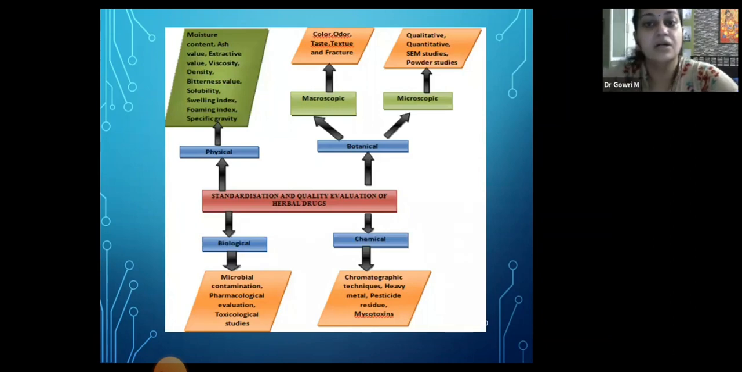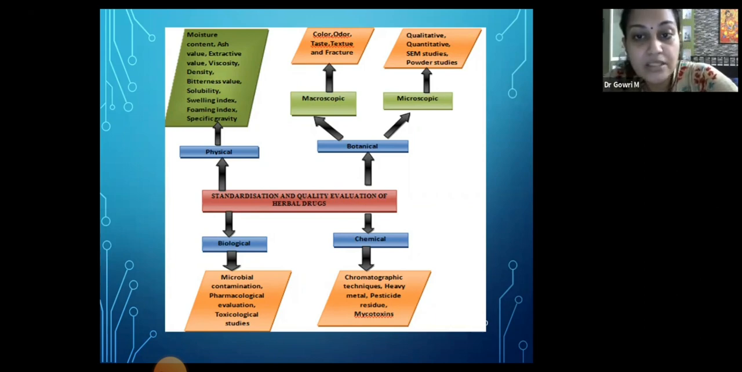Now coming to the different kinds of analysis of QC parameters. When we get a drug or a formulation, you have to do the standardization. You have to make the quality evaluation of that particular drug or formulation. So what are the parameters that we have to check? We have to check physical, botanical, biological, and chemical parameters. In physical parameters: moisture content, ash value, extractive value, viscosity, density, bitterness value, solubility, swelling index, foaming index, specific gravity. These are the points that we have to check in physical parameters.